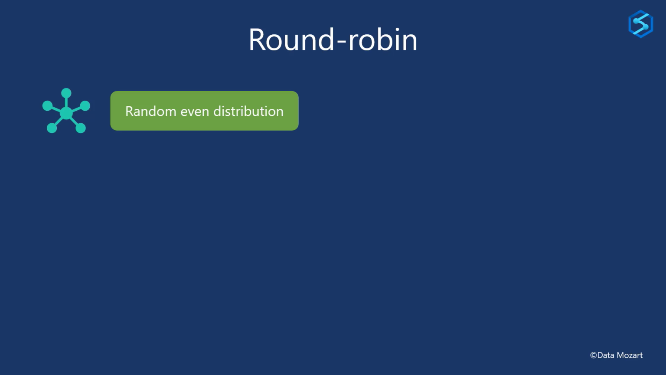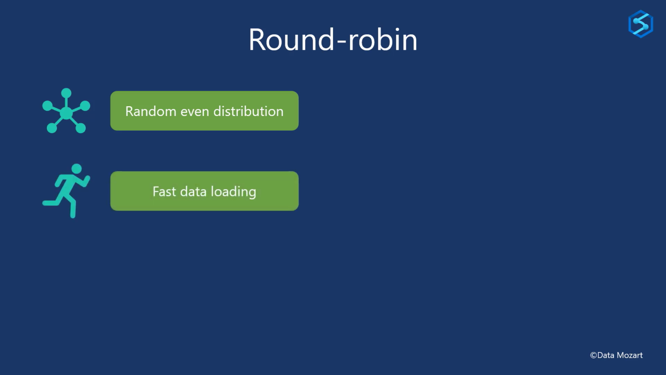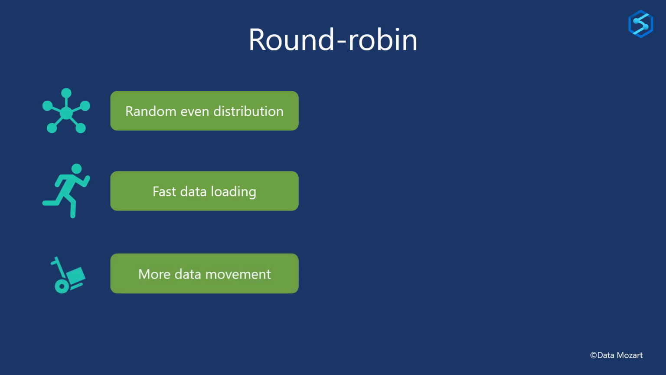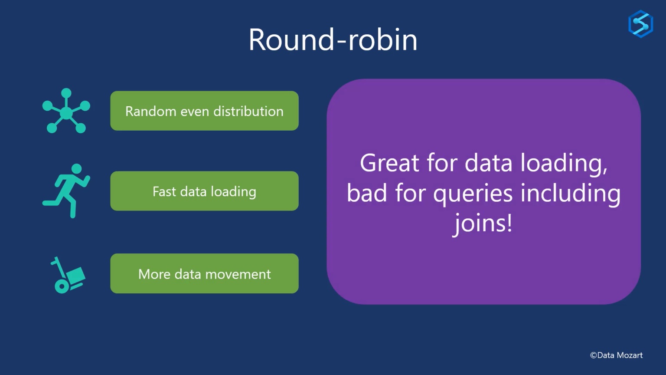The key advantage of this method is fast data loading, while the most noticeable downside is the fact that retrieving the data from round robin tables could require more data moving between the nodes compared to other distribution options. Also, join operation on round-robin tables may be inefficient, because the data has to be reshuffled. To conclude, round-robin tables are great for data loading and bad for querying, especially for queries that include joins.